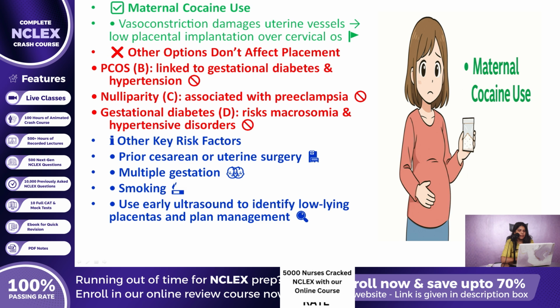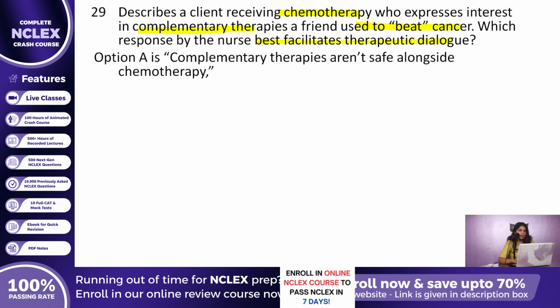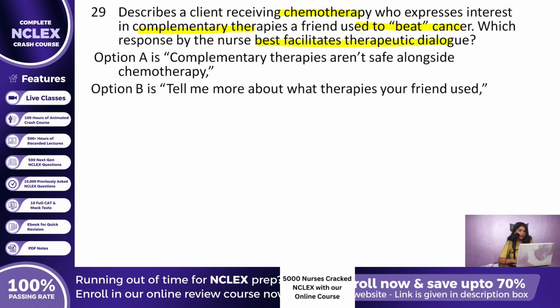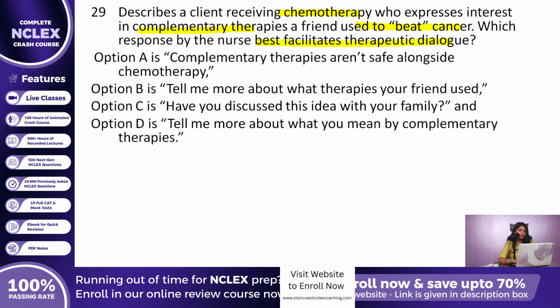Next up, question 29 describes a client receiving chemotherapy who expresses interest in complementary therapies a friend used to beat cancer. Which response by the nurse best facilitates therapeutic dialogue? Option A is complementary therapies aren't safe alongside chemotherapy. Option B is tell me more about what therapies your friend used. Option C is have you discussed this idea with your family? And option D is tell me more about what you mean by complementary therapies.